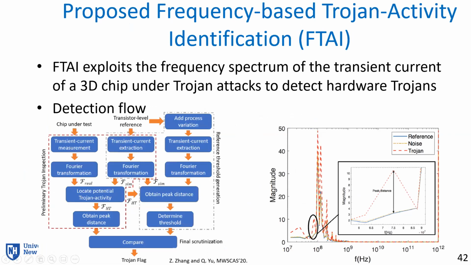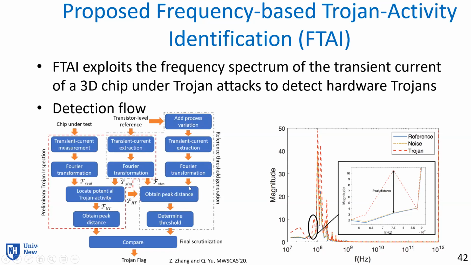So because of that observation, we propose a frequency-based Trojan activity identification approach we call FTAI. To perform the detection, what we need is a chip to perform the testing on chip level, collect the current. Then we use Fourier transformation to record the spectrum. Then we'll perform the same circuit at the transistor level as a reference.